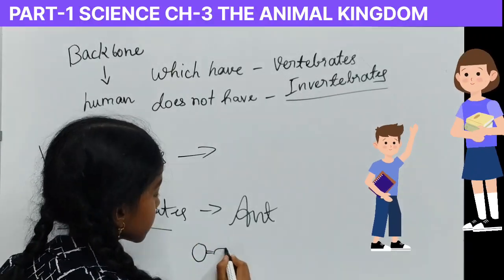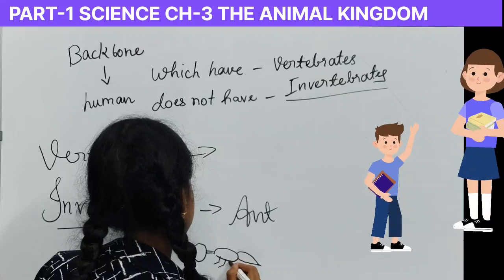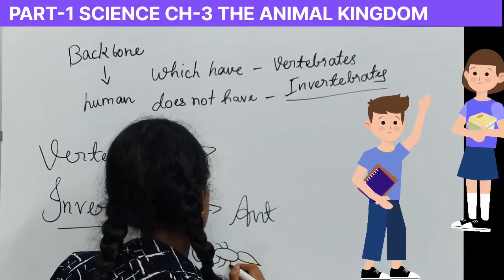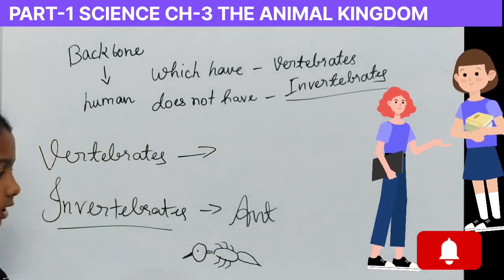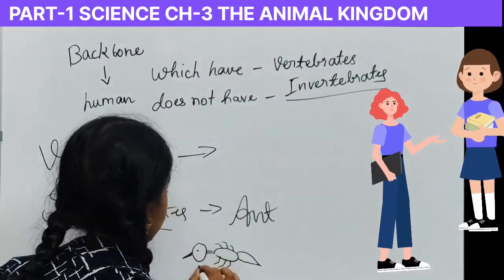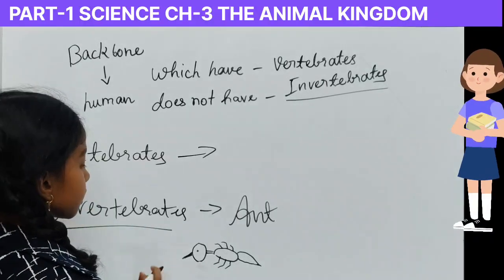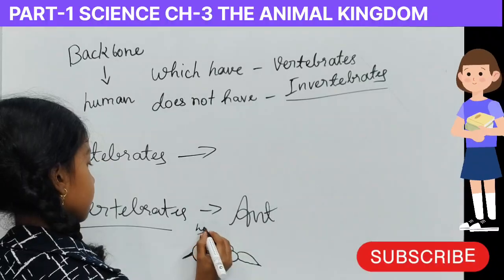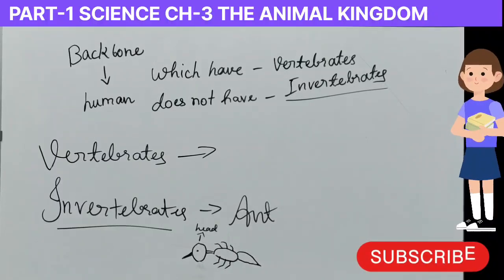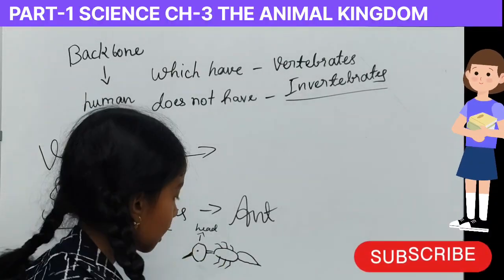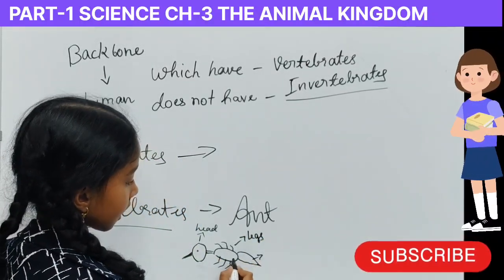I'm drawing the ant and showing it. Just think that this is an ant. This is the head of an ant. You know that. The remaining parts, this and this, are the legs. You know that.